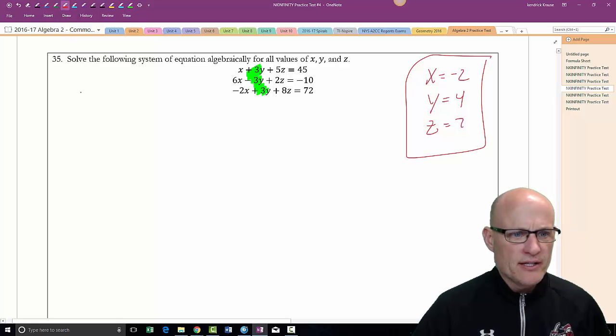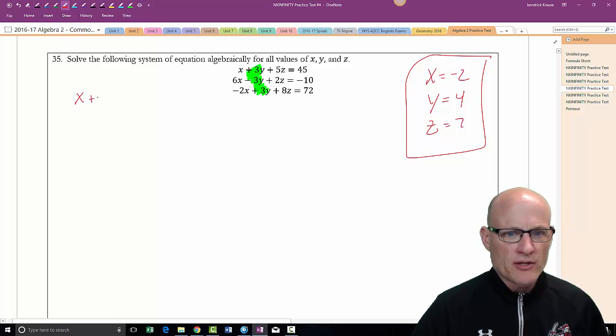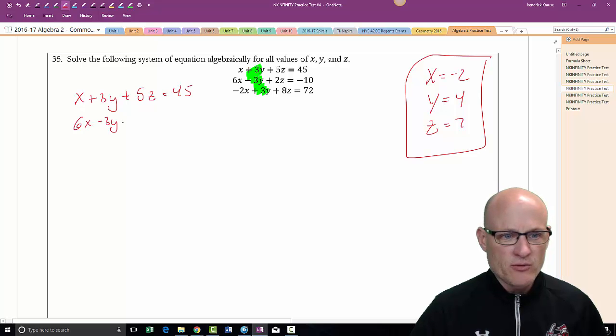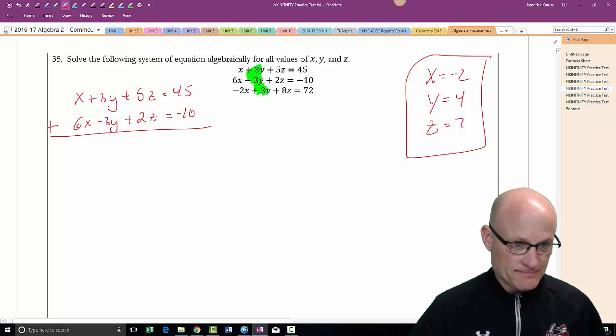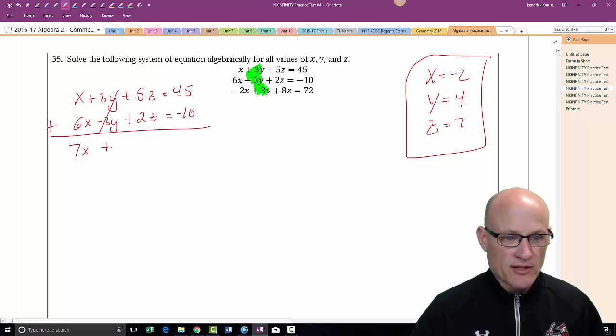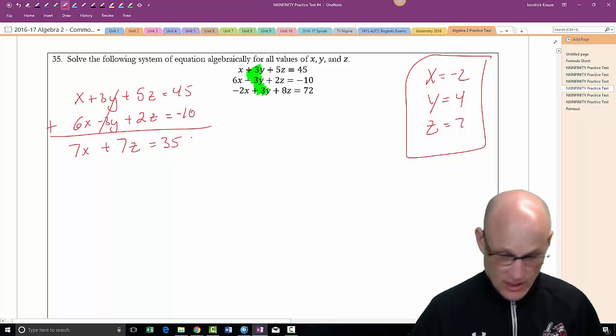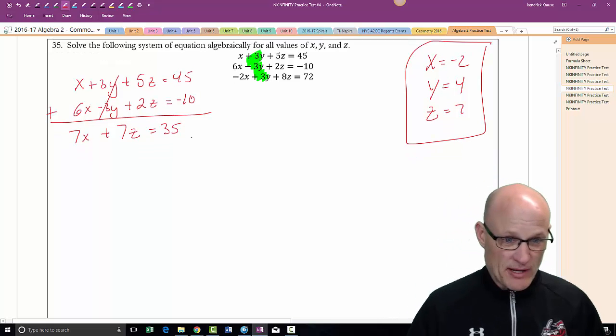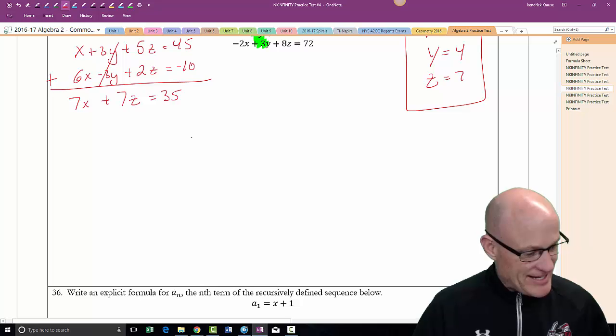So let's rewrite it. x plus 3y plus 5z equals 45. 6x minus 3y plus 2z, and I'm going to add. 7x, these go, plus 7z equals 35. I could actually, if I wanted to, divide all those by 7. That would make my life even easier.